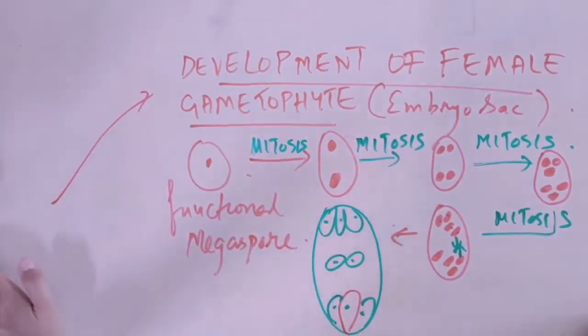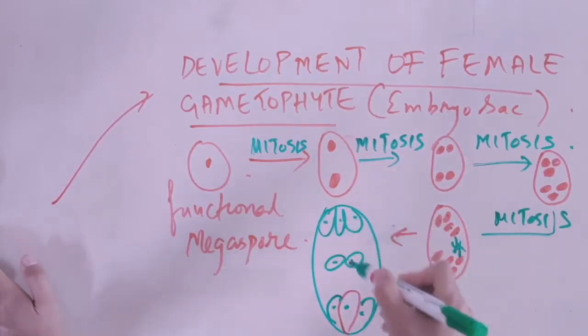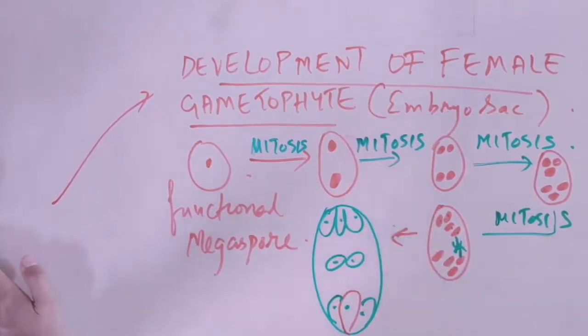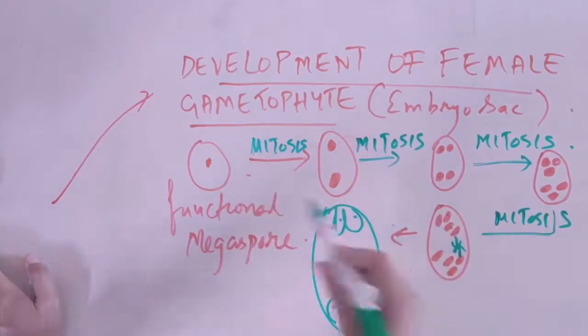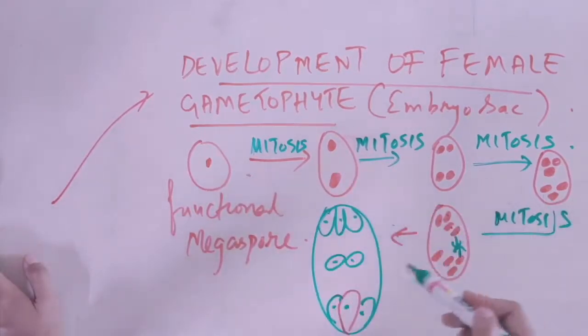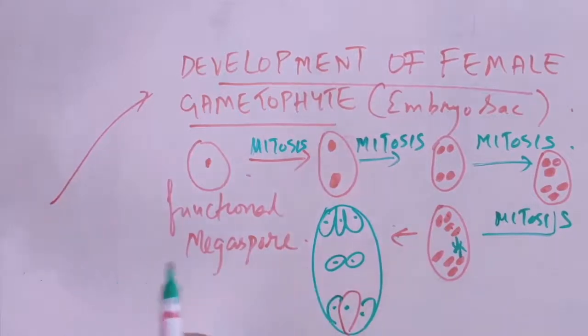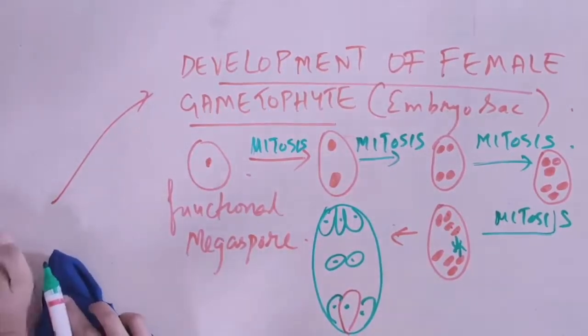From the functional megaspore, by repeated mitosis we form this. So we have to study the structure of this. What are these? This is the matured embryo sac. So this is how the female gametophyte is formed. One cell, then 2, 3, 4, 6, and 8. So the embryo sac structure. Let us draw it.